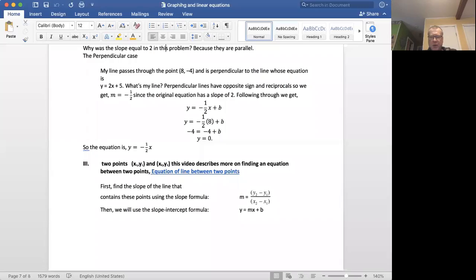And I'm going to share this. And this is a continuation of the handout that we talked about with equations. And let me scroll up a little bit here.